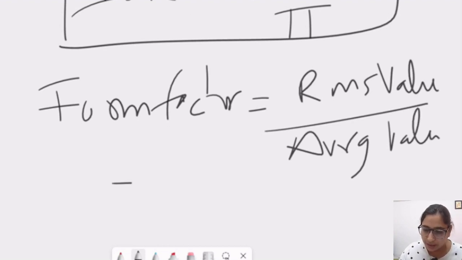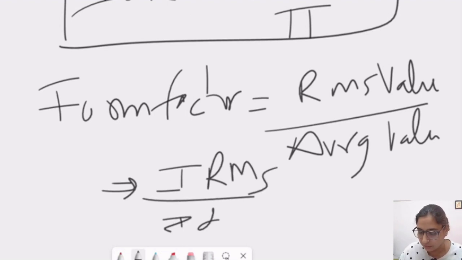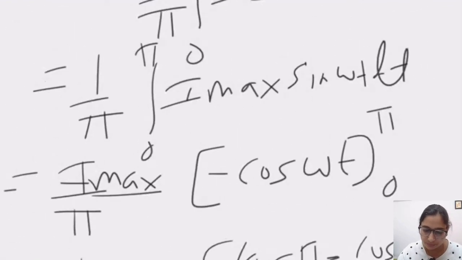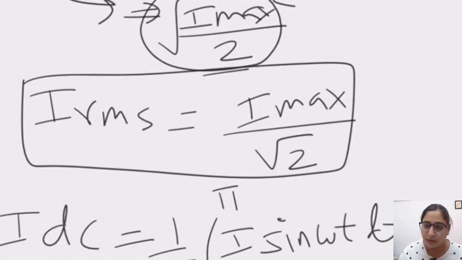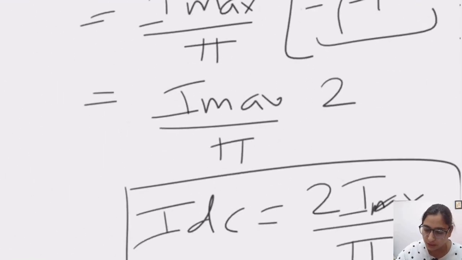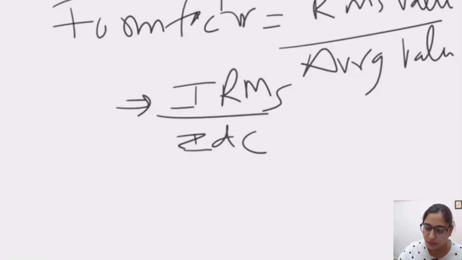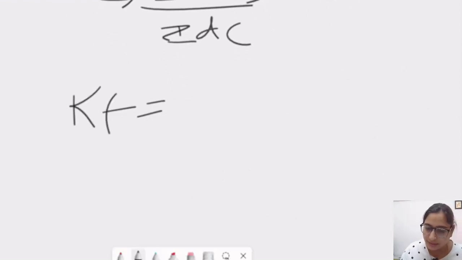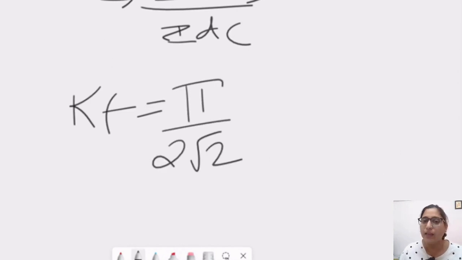So we know that we have the value of IRMS and IDC. IDC is this, and IRMS we have this, Imax by root 2. So we are putting these two values, Imax by root 2 and 2 Imax by pi, in the form factor formula, and we will calculate Kf as pi by 2 root 2. If I put the value of pi and divide it by 2 root 2, it will become 1.11.